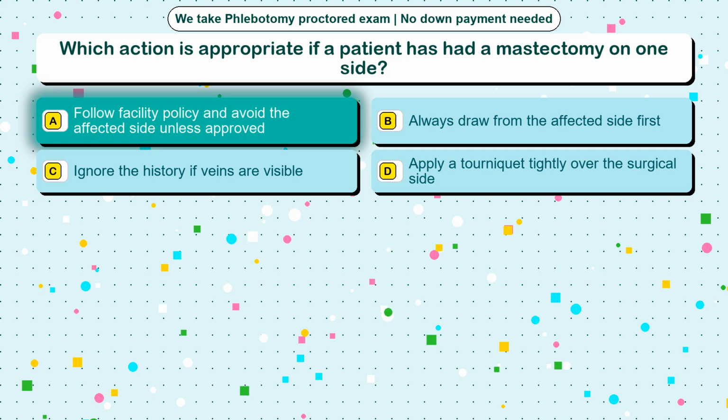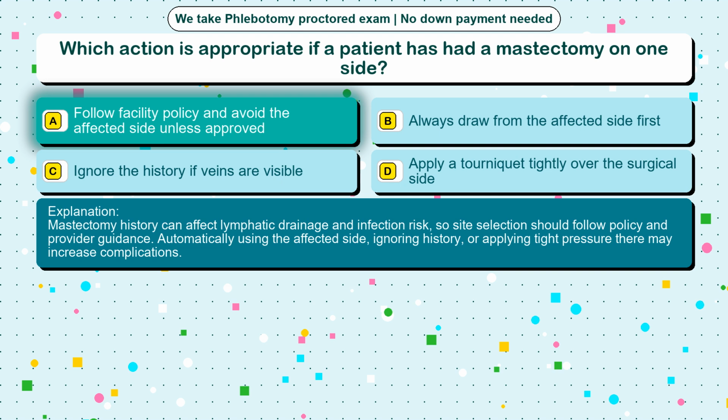The correct answer is option A. Follow facility policy and avoid the affected side unless approved. Mastectomy history can affect lymphatic drainage and infection risk, so site selection should follow policy and provider guidance. Automatically using the affected side, ignoring history, or applying tight pressure there may increase complications.